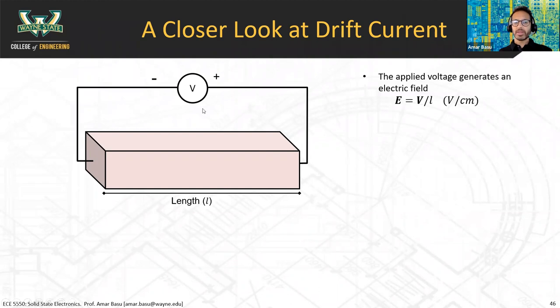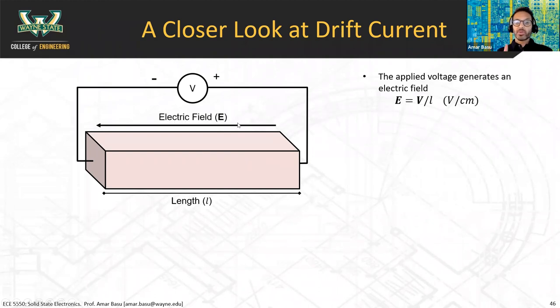So this voltage, if you apply it over a long length, you're going to get a small electric field. But if your length is very short, you could get a very strong electric field. So it's just something to keep in mind here. Electric field is voltage divided by the length.